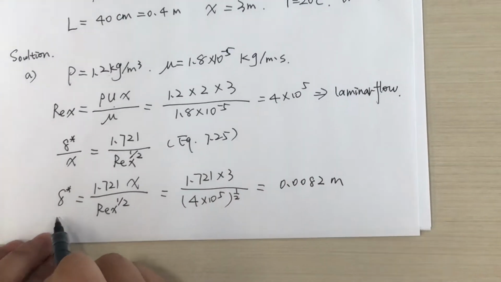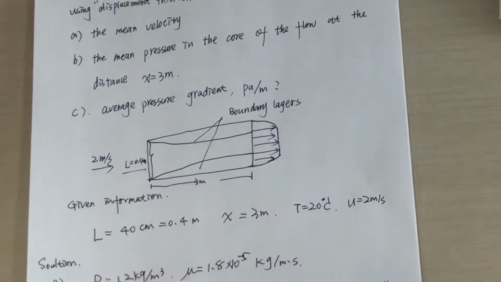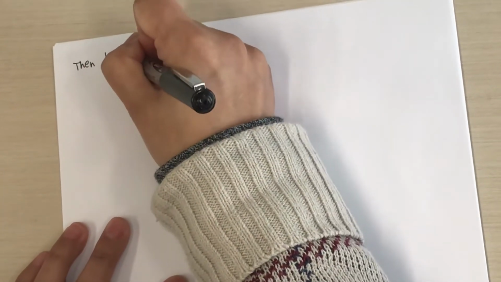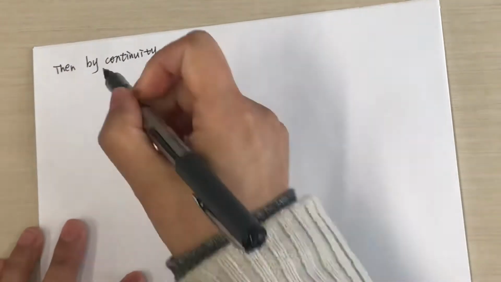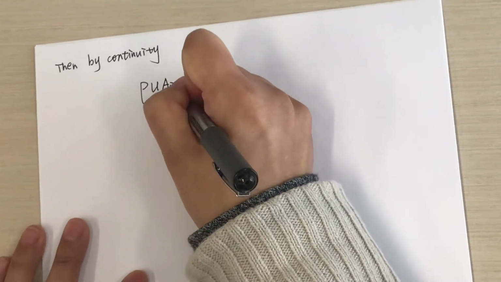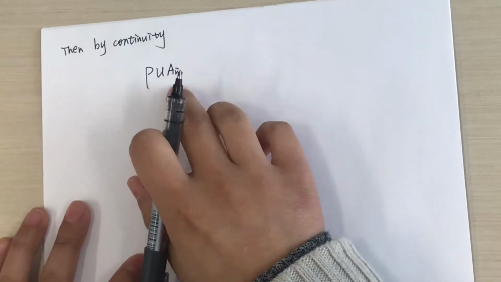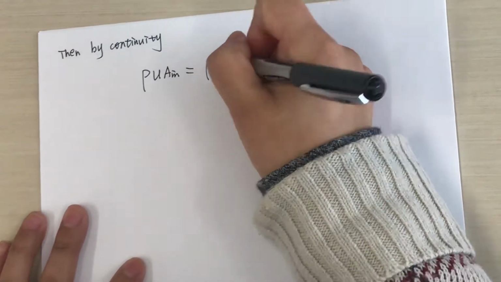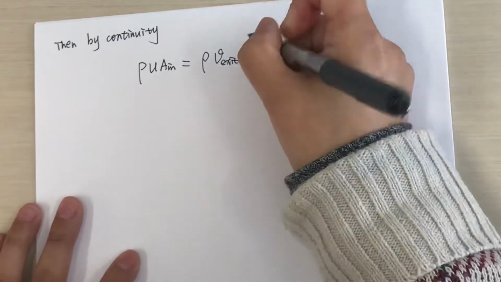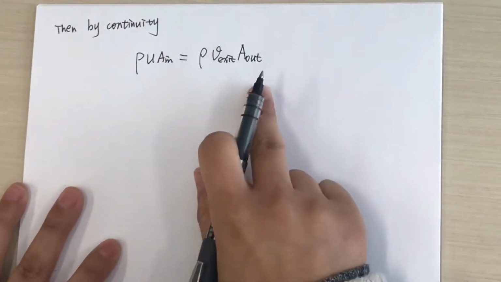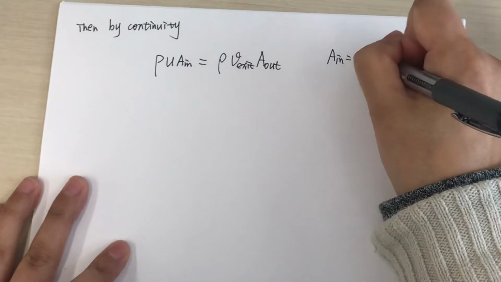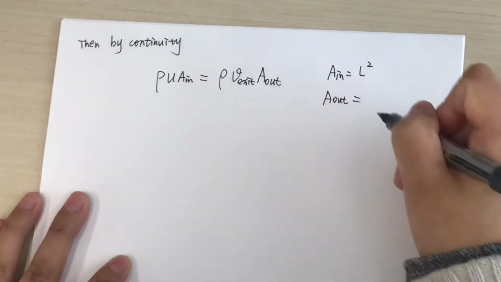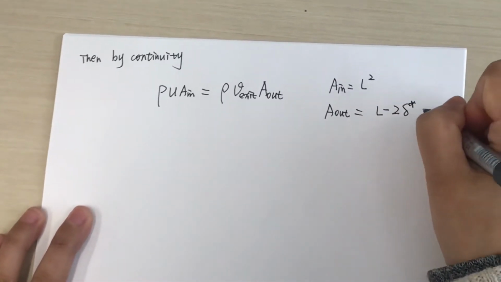Here is the displacement thickness, but we want to get the mean velocity, so we will use the continuity equation. For the continuity equation, the inlet rho velocity and the inlet area should be equal to the outlet velocity and the outlet area. Because it is a square duct, the inlet area should be L squared, and the outlet area should be (L minus 2 delta) squared.